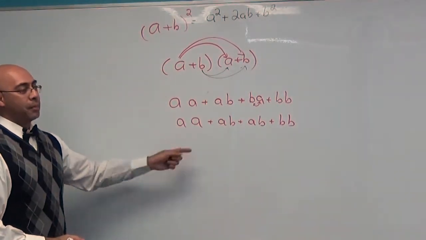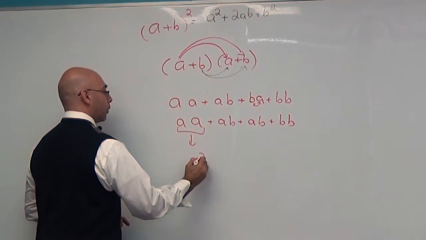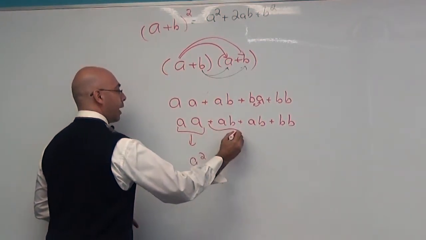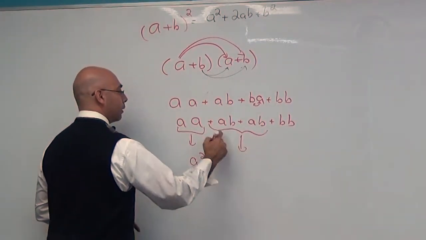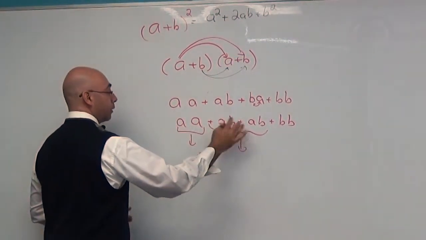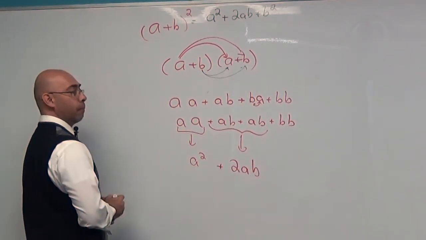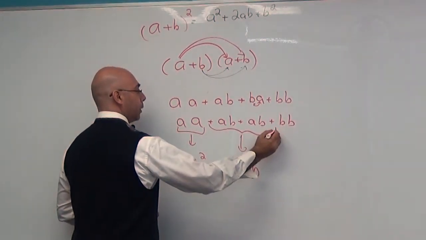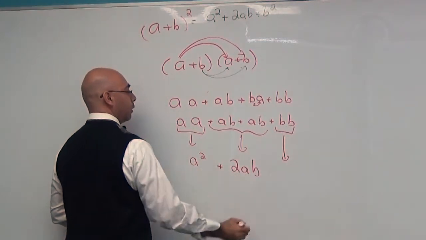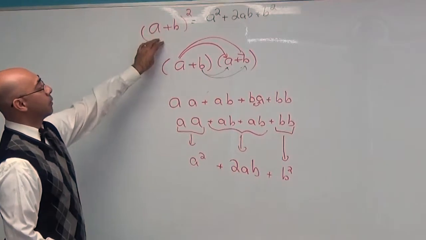What is A times A? What's a shortcut for writing that? That's a to the second power. Now I have an AB and I have another AB. How many ABs are there? 2. And since they're the same sign, you add them together. So that's plus 2AB. And what is B times B? B to the second power. And that's how you get from this guy to that guy.